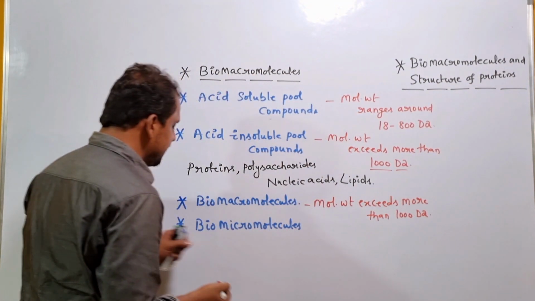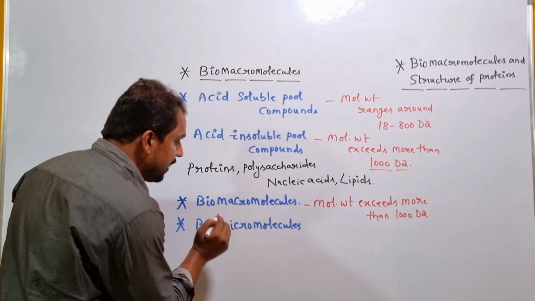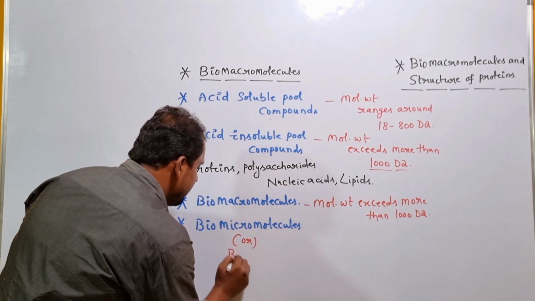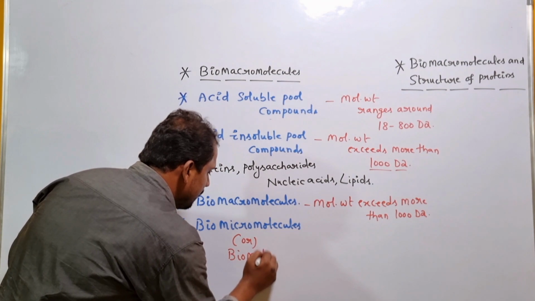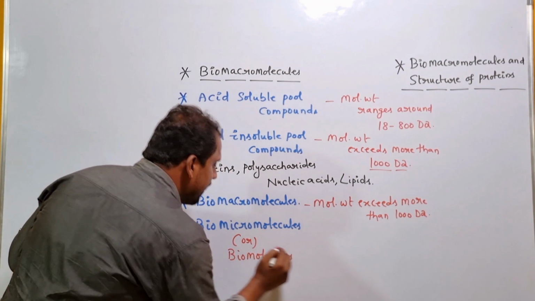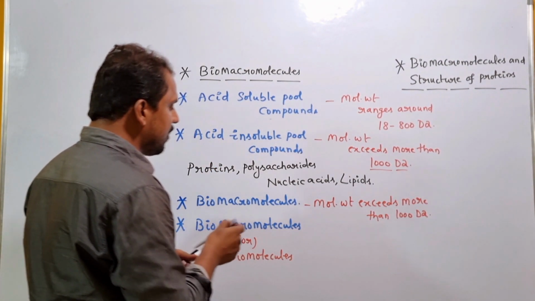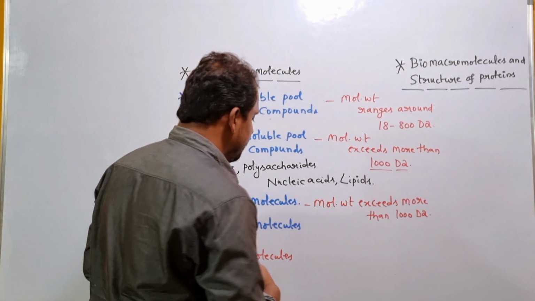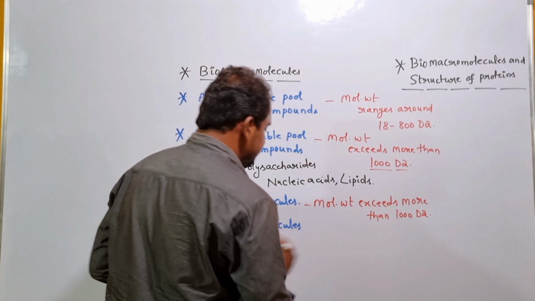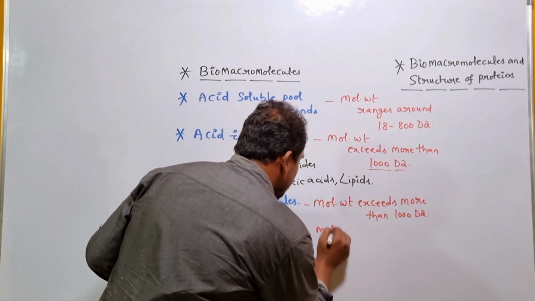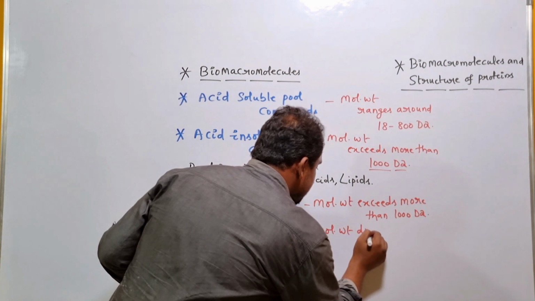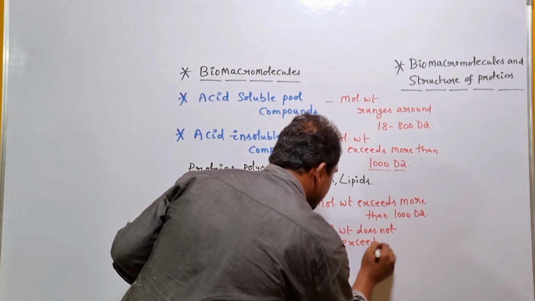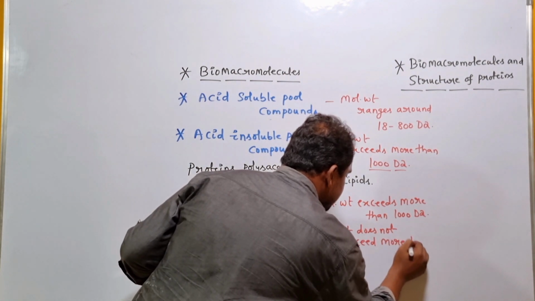Then in the same way, if we consider the specific biomicromolecules, they are termed as biomolecules simply. So what are biomicromolecules? The specific compounds whose molecular weight does not exceed more than 1000 Daltons. Molecular weight does not exceed more than 1000 Daltons.